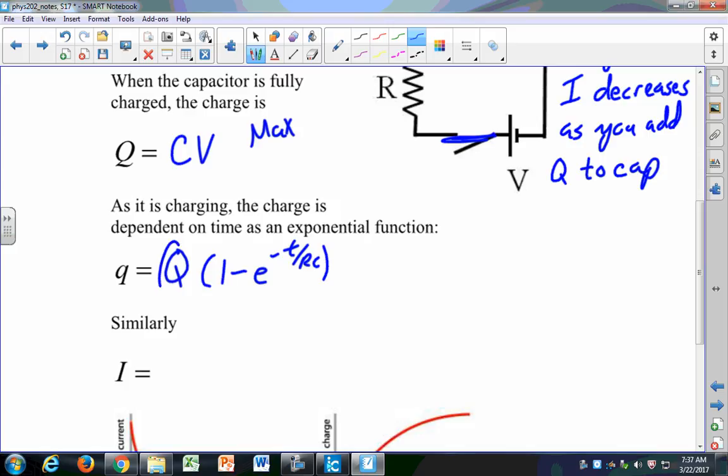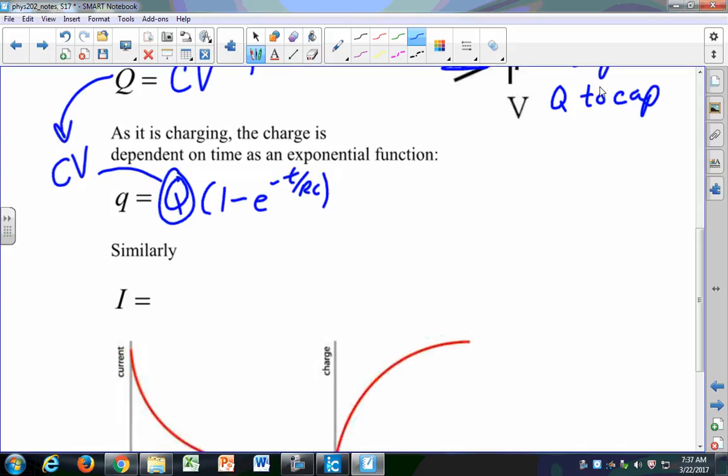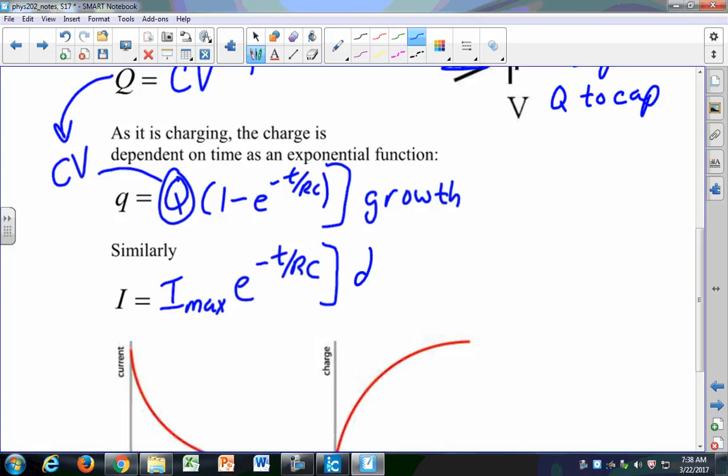This Q value is equal to C times V. That's our maximum charge. And in a similar way, we can calculate the current. So our current is equal to our maximum current times e to the minus t over RC. This function is a growth function, and this function is a decay function.